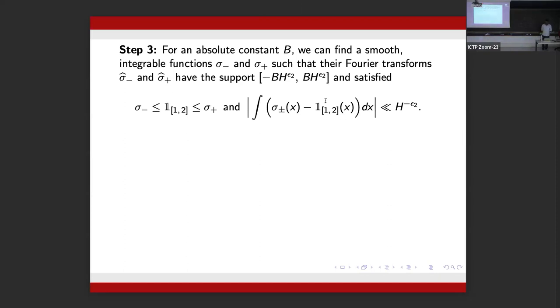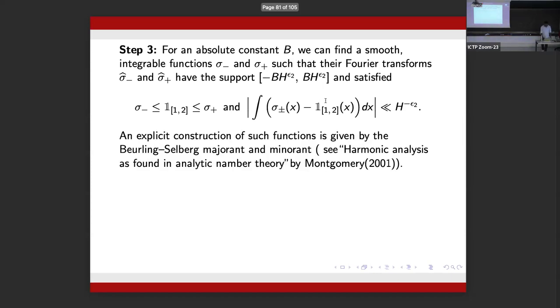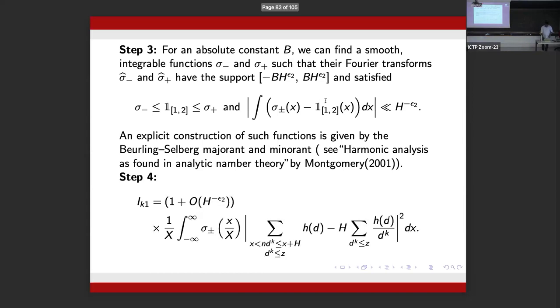Then here we do a kind of measure: given a characteristic function of 1 to 2, one can get nice smooth functions as you wish, whose Fourier transform has bounded support as you wish. Here we require h to the power minus epsilon, so that the difference of the integrals is very small. That is needed, and it has a nice explicit construction due to Selberg using Beurling functions. For the reference, see the nice survey by Montgomery, 2001, on harmonic analysis in number theory. So using this step, we can write the small divisor variance in terms of an infinite integral, allowing some reasonable error like h to the minus epsilon 2. We have to balance that later, but for the time being we keep it.